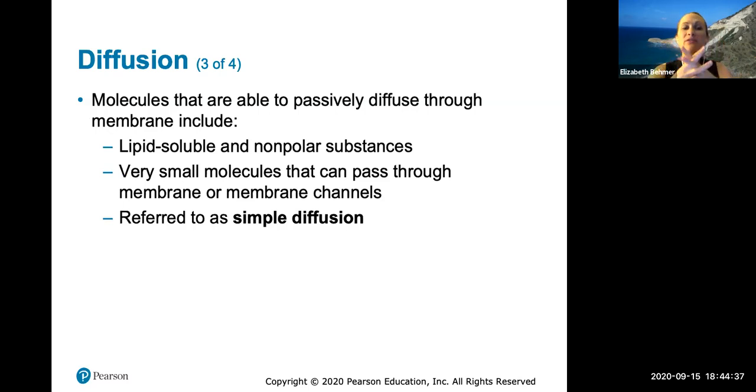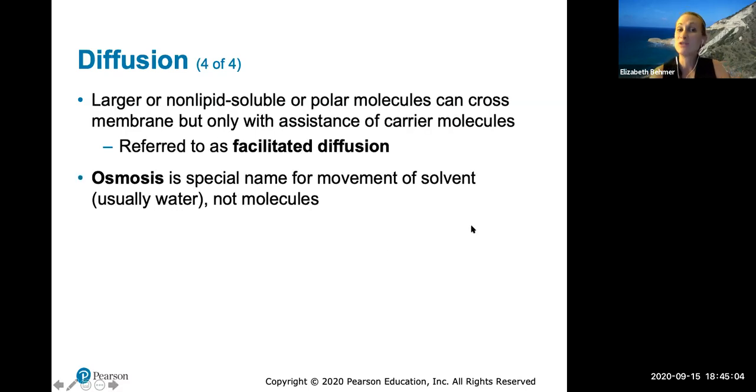It's called simple diffusion because molecules that are able to passively diffuse through the cell membrane include anything lipid soluble and anything non-polar. And that's because the cell membrane itself, the inside of it, is made of lipids, those lipid tails from the phospholipid bilayer. So molecules will passively diffuse through the membrane, and this is called simple diffusion. Again, diffusion happens without any energy.